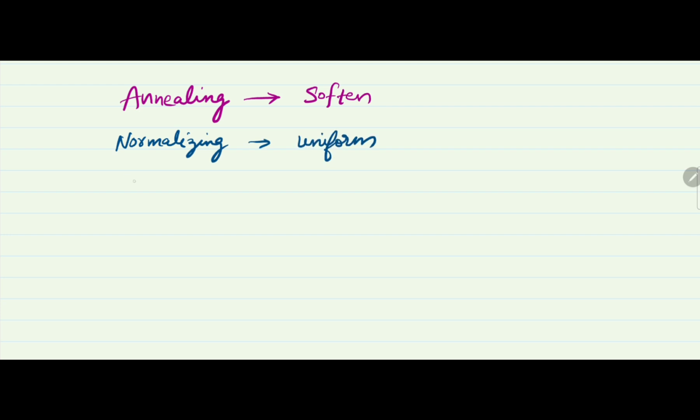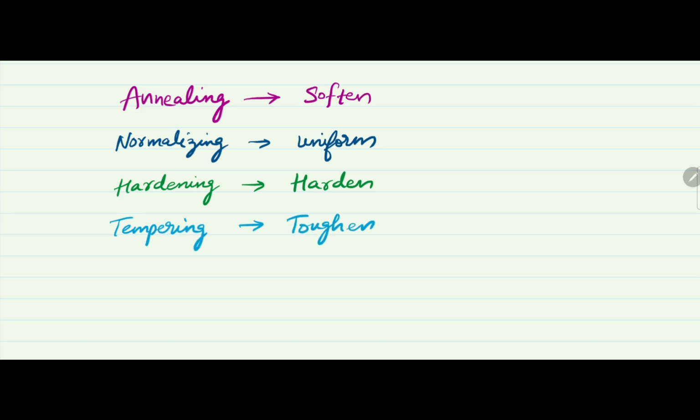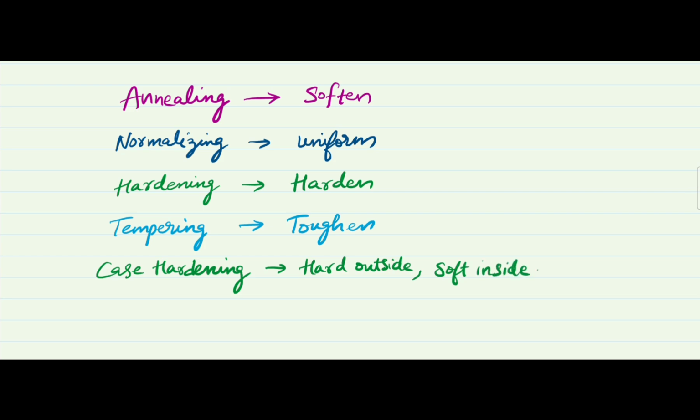Now, let's have a quick recap. Annealing softens the metal. Normalizing makes the structure stronger and more uniform. Hardening produces maximum hardness. Tempering reduces brittleness after hardening. And case hardening, the surface is made hard with a tough core. So it is hard outside and soft inside.